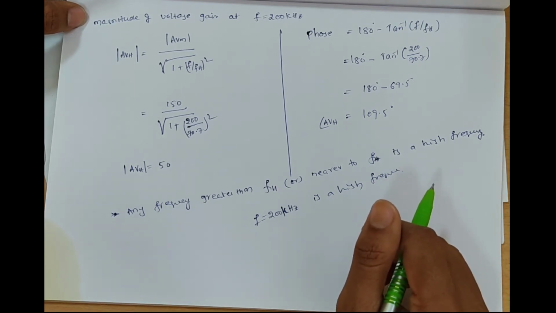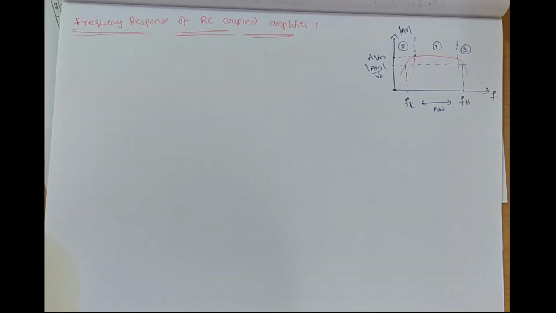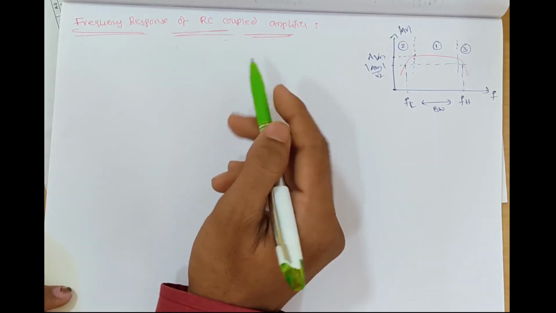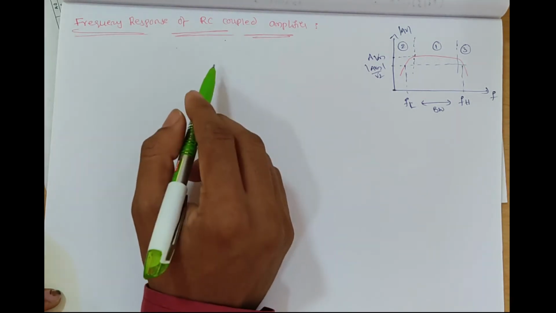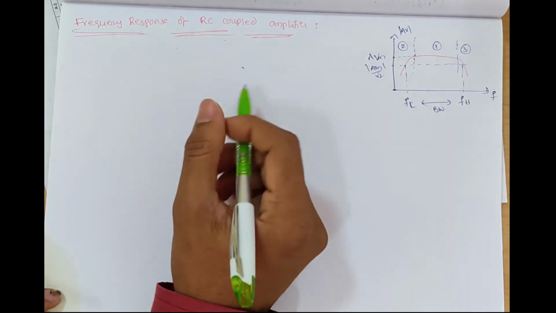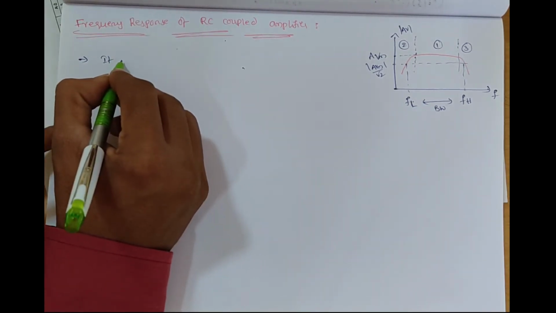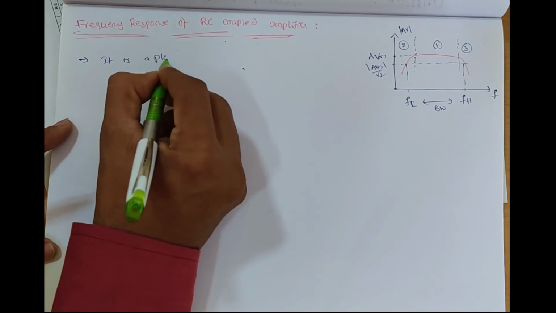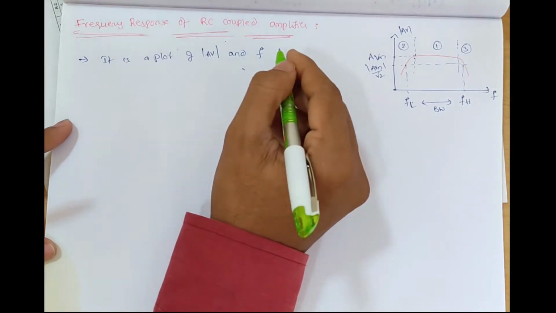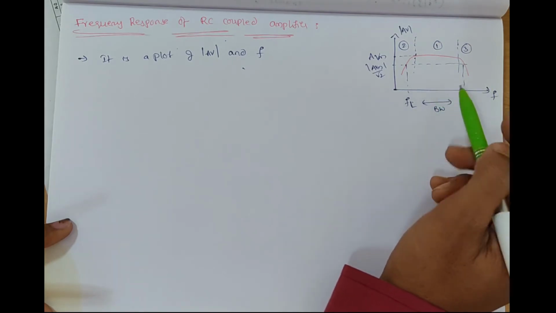Next, we'll see the frequency response of the RC coupled CE amplifier. This frequency response is always drawn between gain and frequency. It is a plot of the magnitude of voltage gain and frequency. So we'll get this kind of frequency response in the RC coupled amplifier.